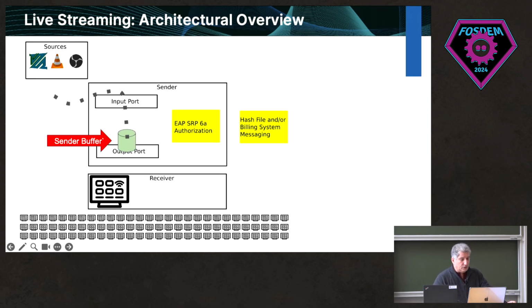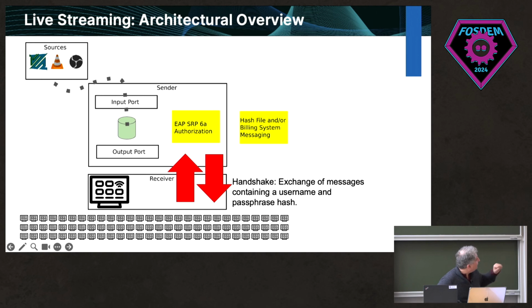Okay? So the source is sending a UDP or RTP media stream into the input. We buffer it so that we have it available for retransmission. And the minute the buffer is full, we put the sender in what we call listening mode. It opens a UDP port and starts listening for receivers that want that stream, right? So the minute a receiver wants to connect to us, then the handshake happens.